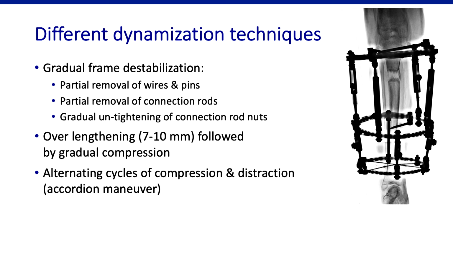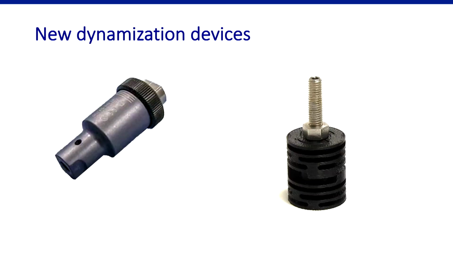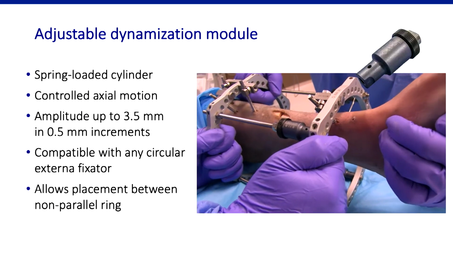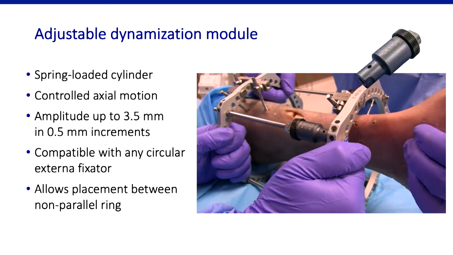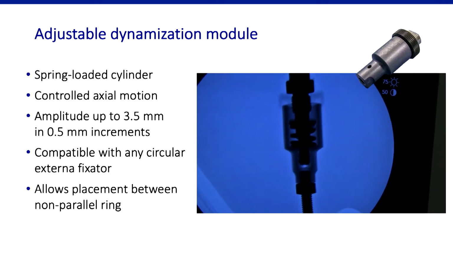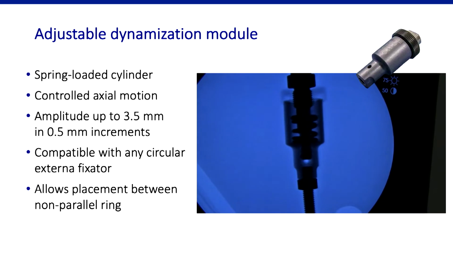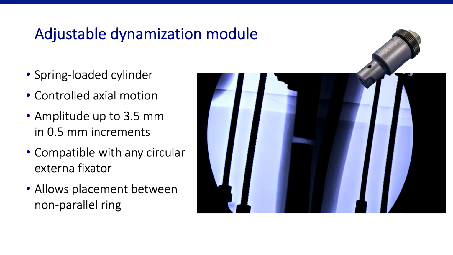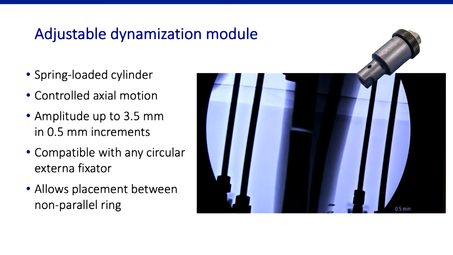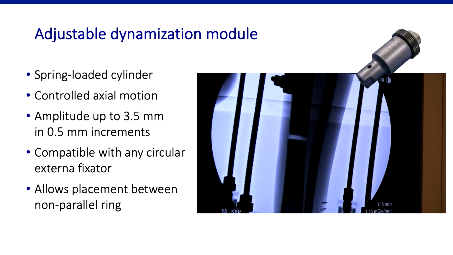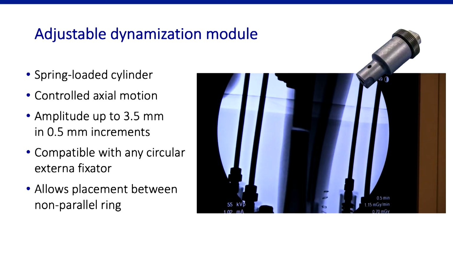They're all, one way or another, producing better regenerates, and you can see the publication there. But we love to use special devices, and there are a couple of new dynamization devices. This is one. This is a demonstration on the specimen in the cadaver lab of how the dynamization works. So this device is a spring-loaded dynamizer. It's available commercially, so you can put it in between straight rods to dynamize the frame.